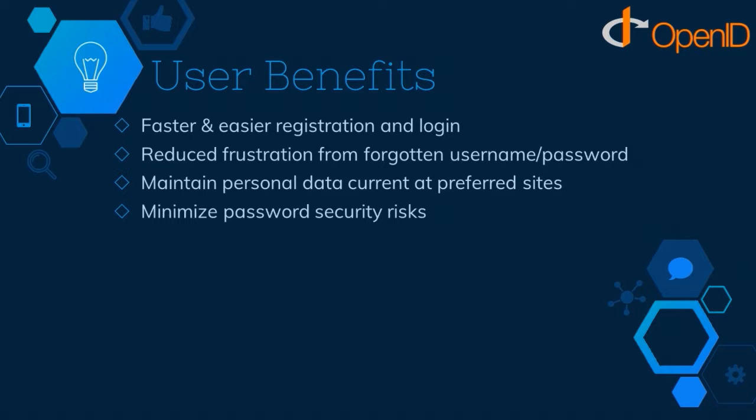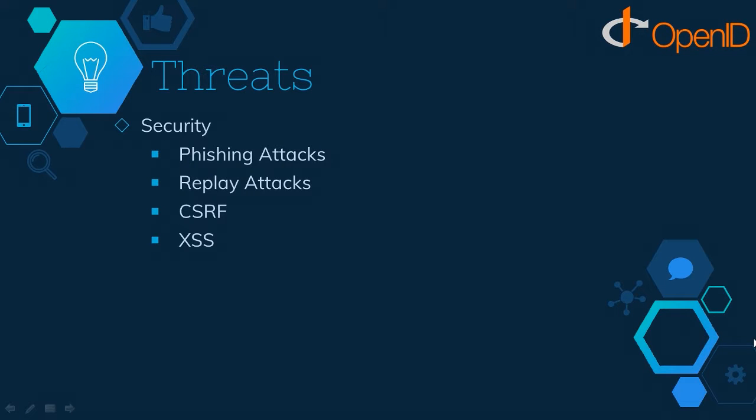For user benefits, it offers faster and easier registration and login, reduced frustration from forgotten usernames and passwords, maintains personal data at current and preferred sites, and minimizes password security risks. Now we know, if you use OpenID, the global URL is your unique identity. It's very convenient. You don't need to memorize lots of passwords. However, there are also security issues.